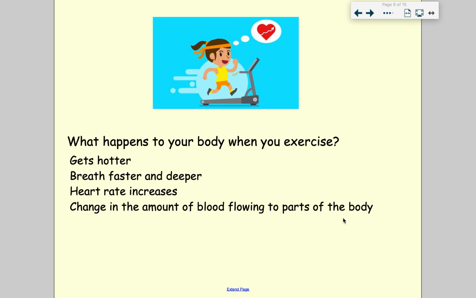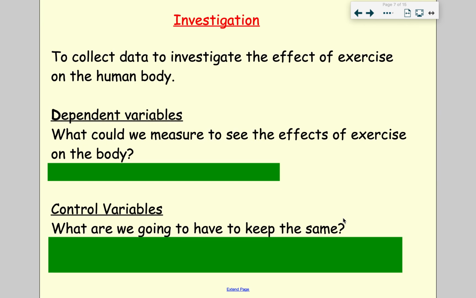So you need more blood going to them. So what we would be doing normally is we would be doing a small investigation. We're getting a couple of people up, make them do a little bit of exercise and try and figure out what effect exercise has on the human body.